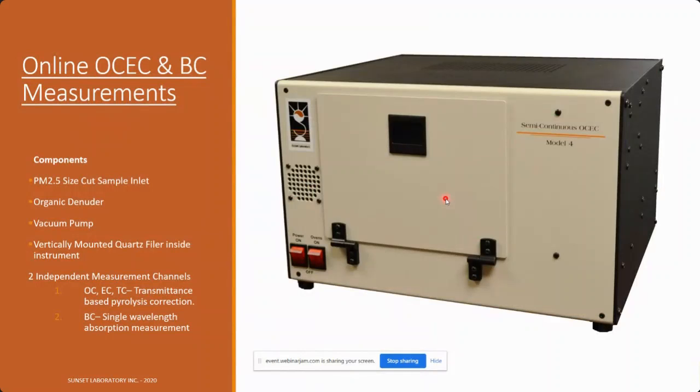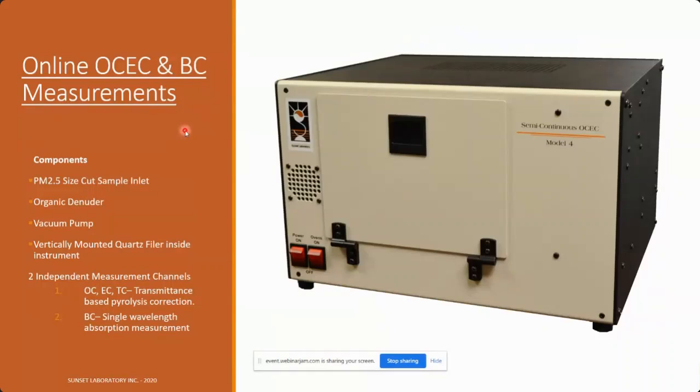So this is where I like to talk about the online measurement of OC and EC, and also BC at this point, because this instrument that you see here on the right is not only an OCEC analyzer, but it's also a black carbon analyzer. This is an automated device that you can set up and be able to measure black carbon on a 1-minute basis. Because the instrument's collecting on a quartz filter, it also measures OC, EC, and TC, which is total carbon, which I don't believe I mentioned at this point.